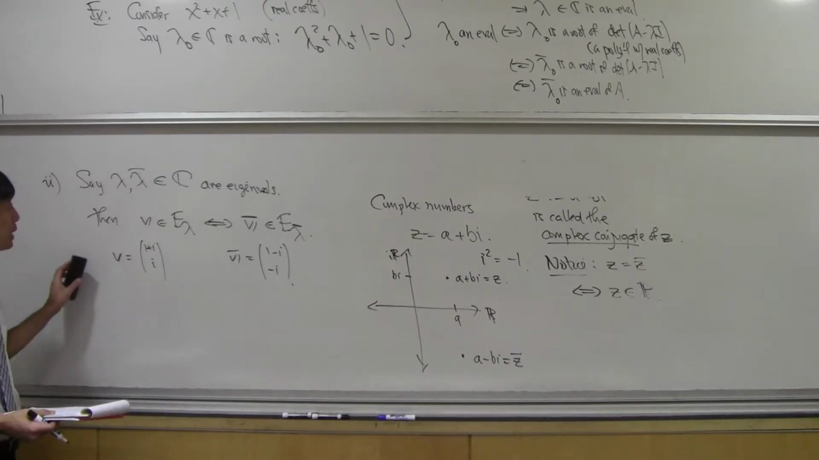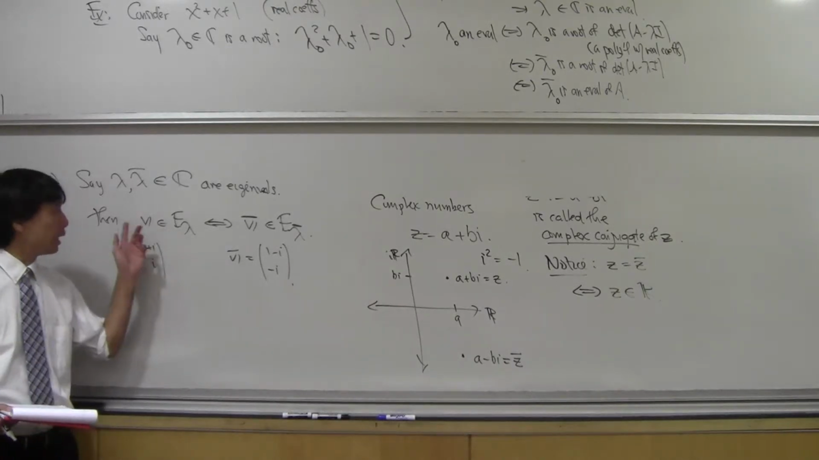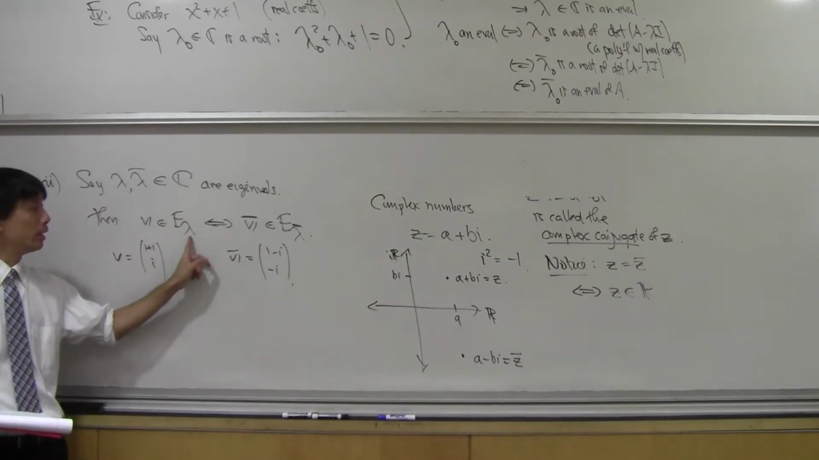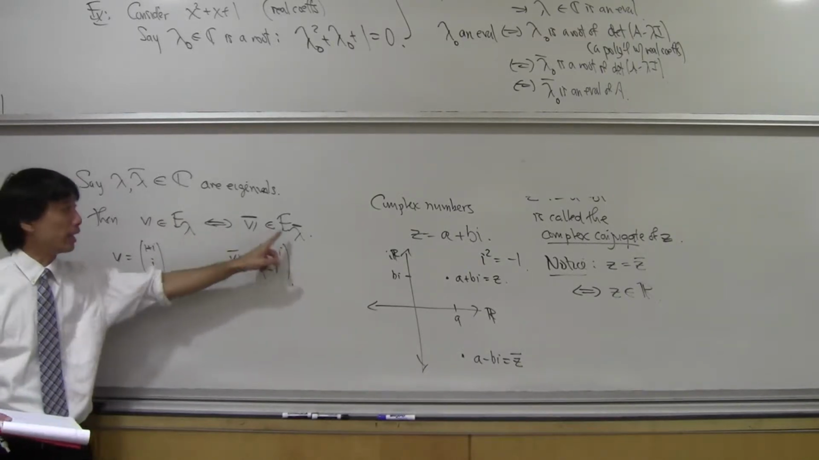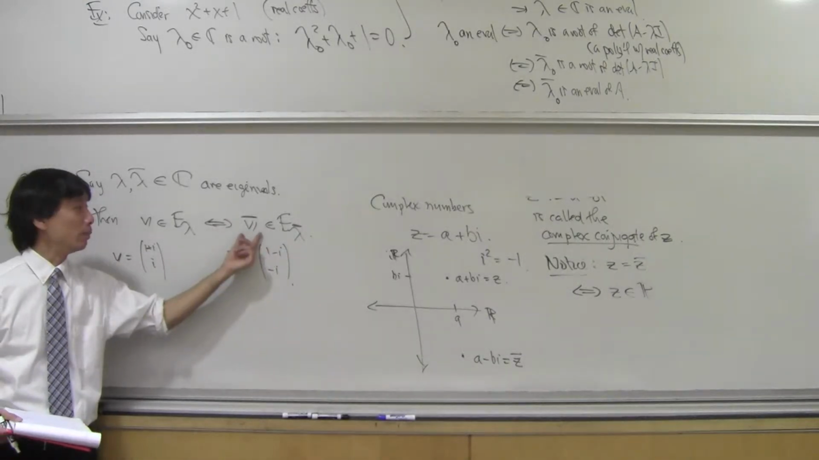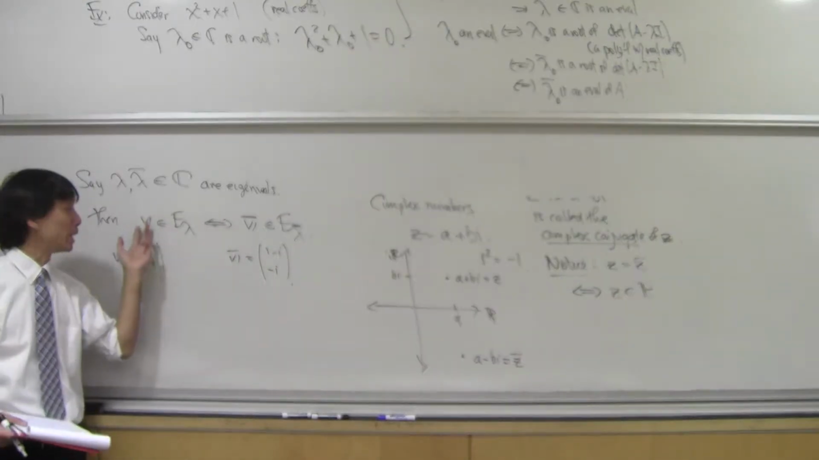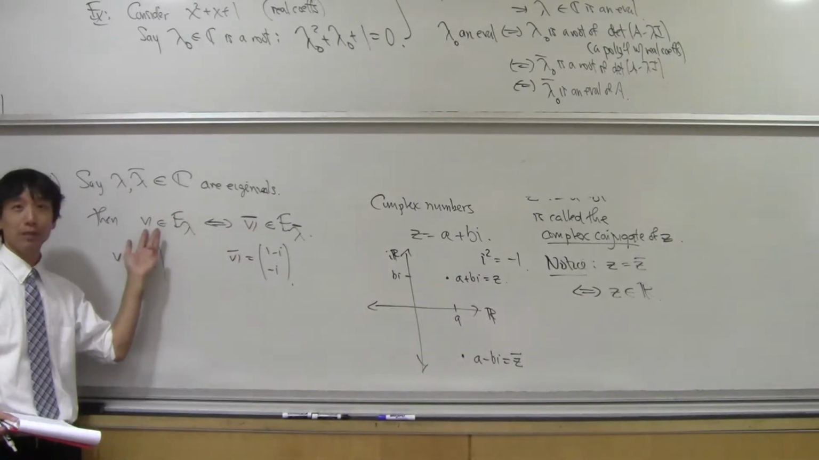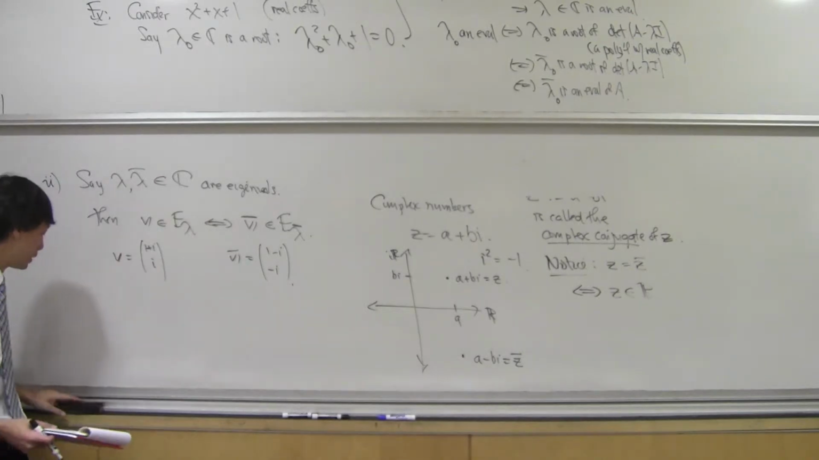And so what we're saying is that the eigenspace corresponding to this eigenvalue and the eigenspace corresponding to the conjugate eigenvalue can be obtained from each other by taking complex conjugates, right? Anybody in here is the complex conjugate of somebody in here. That's sort of what you would expect.